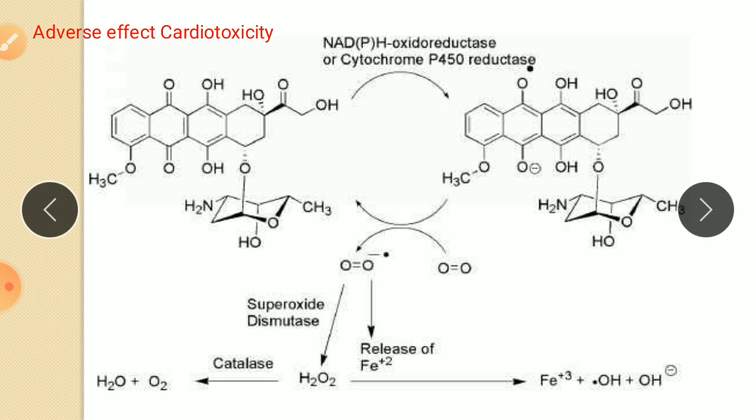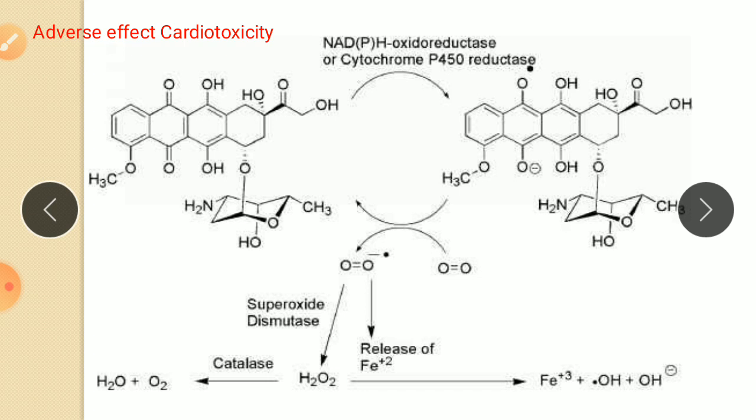So cardiotoxicity is due to formation of this free radical, and this free radical is formed when there is a release of Fe2+, which converts H2O2 into the free radical and causes cardiac toxicity. So that is the adverse effect of anthracycline, that is cardiac toxicity.